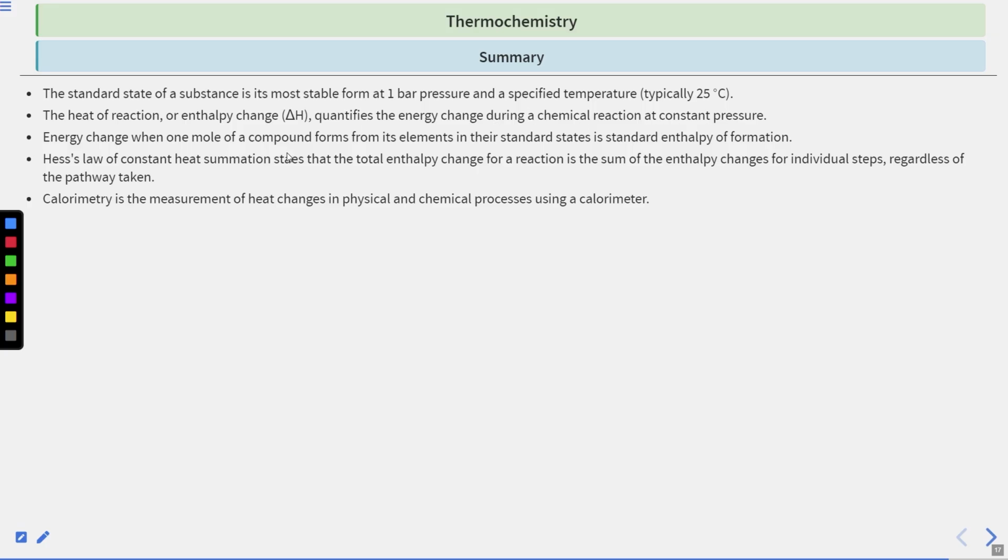Energy change when 1 mole of a compound forms from its elements in their standard state is called standard enthalpy of formation. Hess's law of constant heat summation states that the total enthalpy change for a reaction is the sum of enthalpy changes for individual steps regardless of the pathway taken. So we add all the enthalpy changes which happened at every individual step, which will be equal to the total enthalpy change during that reaction. And calorimetry is the measurement of heat changes in physical and chemical processes using a calorimeter. Calorimeter is a device.